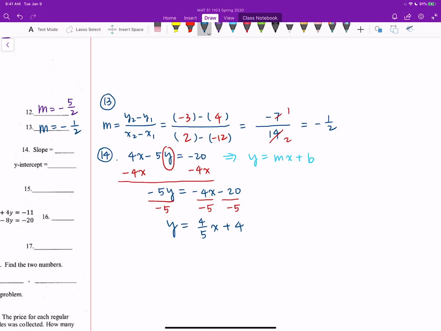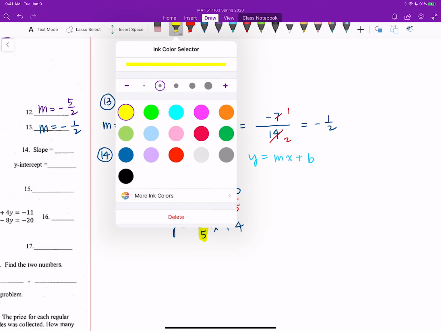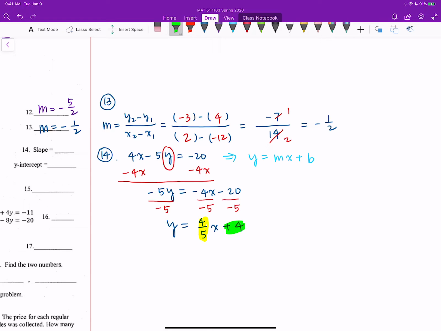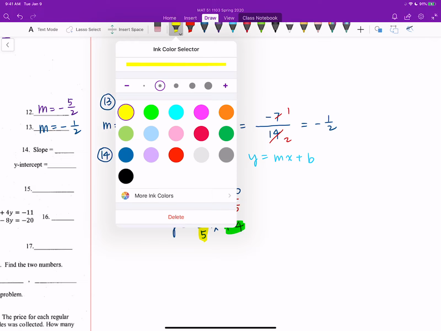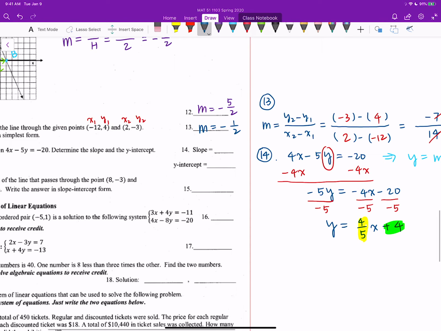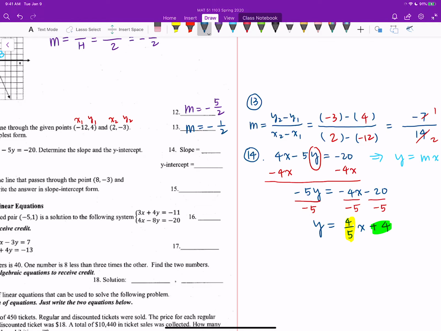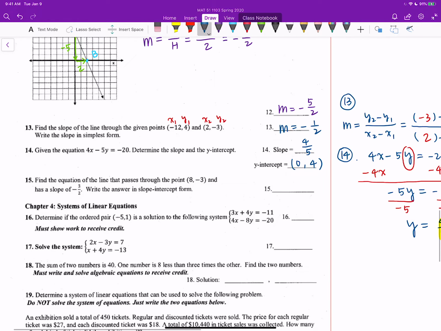So we obtained our slope-intercept form. By looking at the slope-intercept form, the coefficient of x is the slope, and the constant term is the y-intercept. So let's write down our final solution. For number 14, slope is 4 over 5. Make sure you don't include the x. Slope is simply the coefficient of x in your slope-intercept form. Y-intercept is 4, so you could write it as a 4, or you could also write it as (0, 4), which is probably better. So that's number 14.